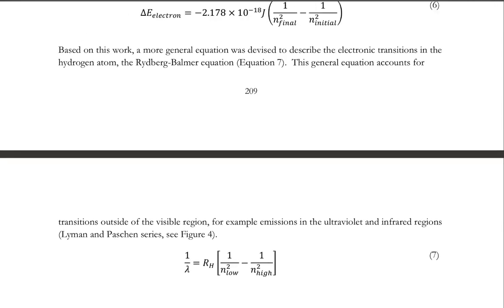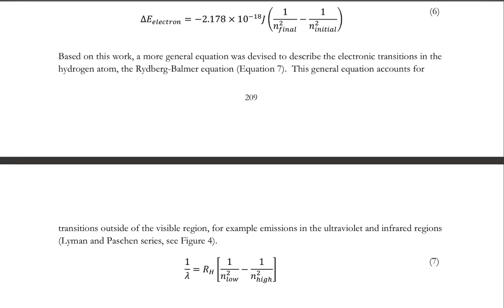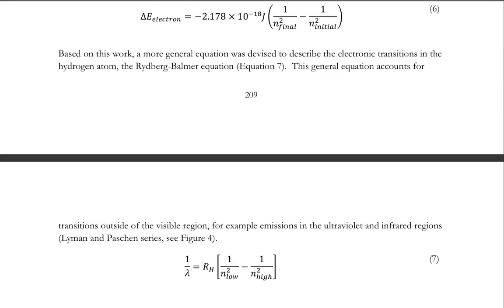This equation 6 is the energy change associated with the atom. Well, energy is given off in the form of light, so that delta E of the electron is equal to the energy of the photon, which is hc over lambda, where lambda corresponds to the wavelength of the light that has been generated. So we can come up with equation 7 from equation 6 just by doing a little bit of rearranging with the c and the h that are part of the photon energy equation, and come up with this equation 7. So n low, n high correspond to this n final and initial.